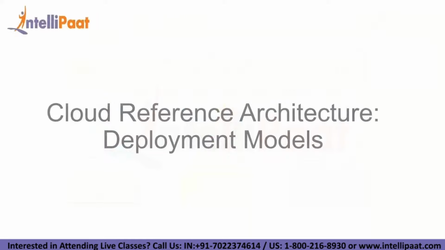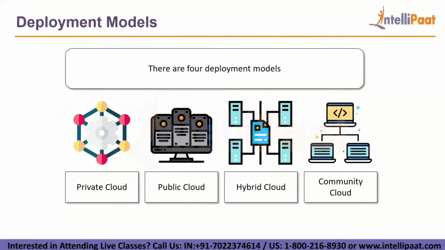Now comes deployment models. There are different ways of deploying different kinds of applications. What are they and what do they mean? Let's take a look at them. So there are four cloud deployment models. These are the four kinds of cloud that are available for you to deploy your applications on: private cloud, public cloud, hybrid cloud, and community cloud. Let's take a look at them one by one.